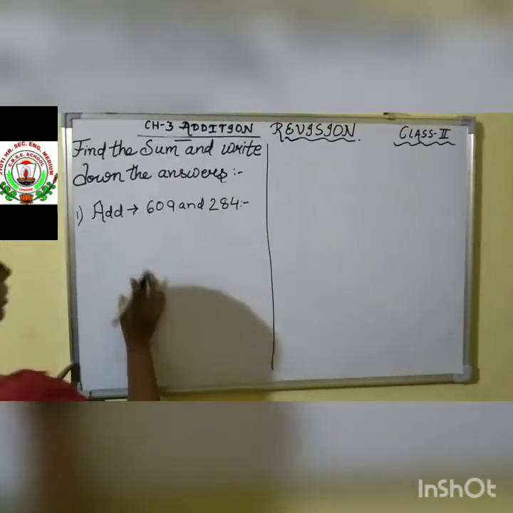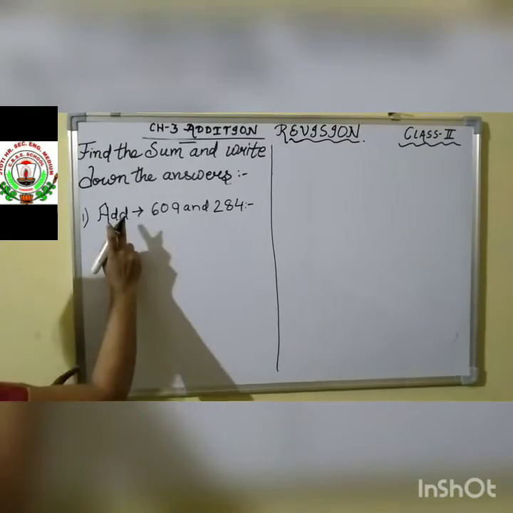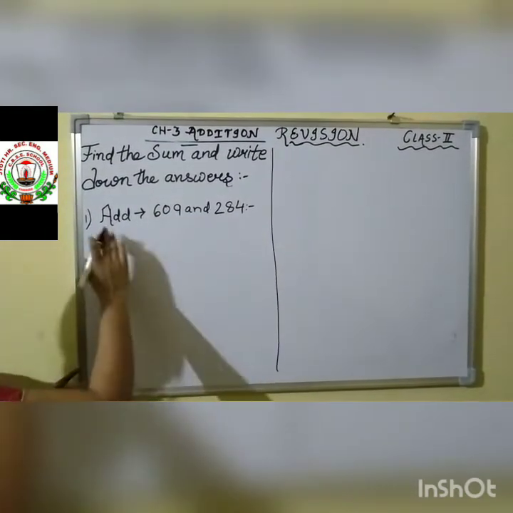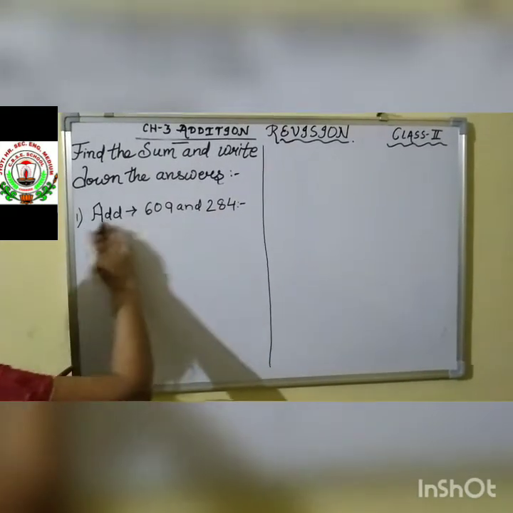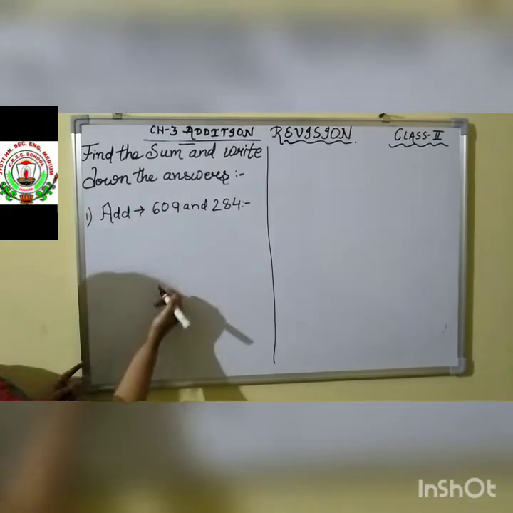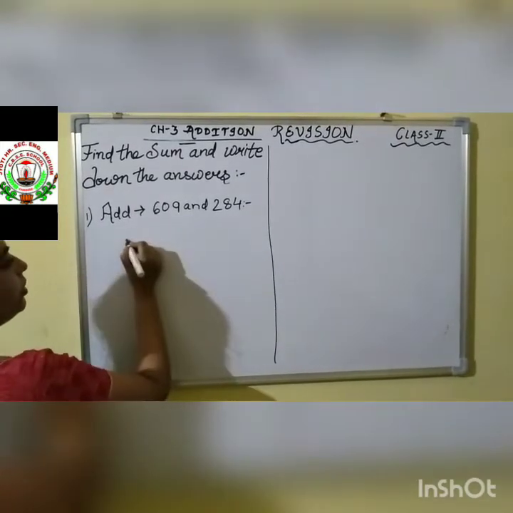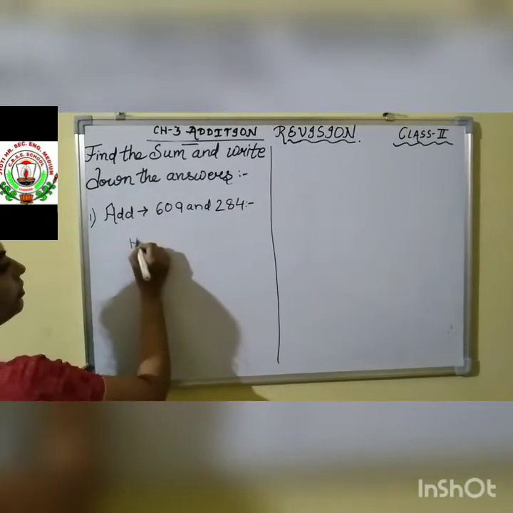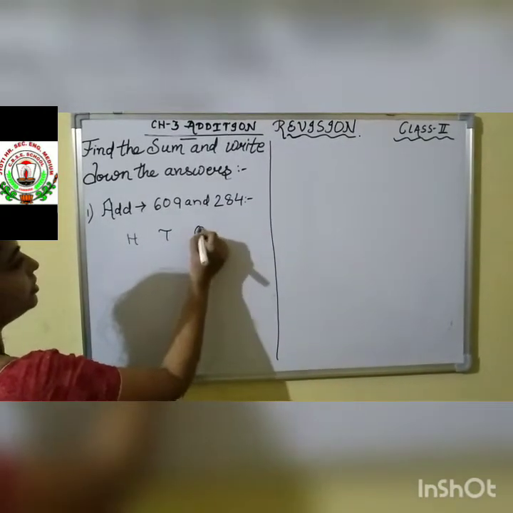So children, if the question is given to you, add 609 and 284. It is given in the question, 609 and 284. How to write it down in steps? Let us see. First, see how many digits are there. 3 digits. So give the place values like this: hundreds, tens, and ones.